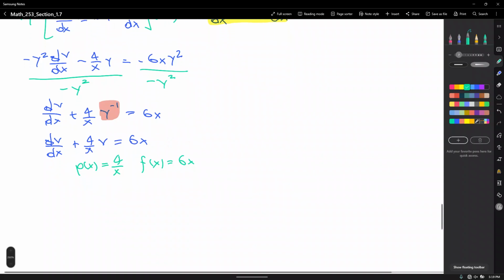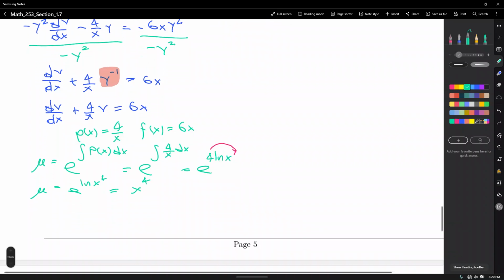We need to find mu, which is e to the integral of p of x dx, which is e to the integral of 4 over x dx, which is e to the 4 ln of x. However, we can't cancel this e to the x. Again, first, take the coefficient and make it a power of x, and that is e to the ln of x to the 4th, which is x to the 4th. So that's going to be our integrating factor.